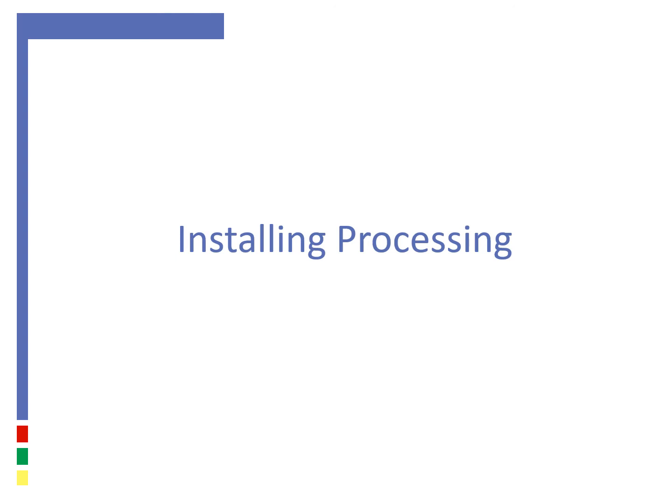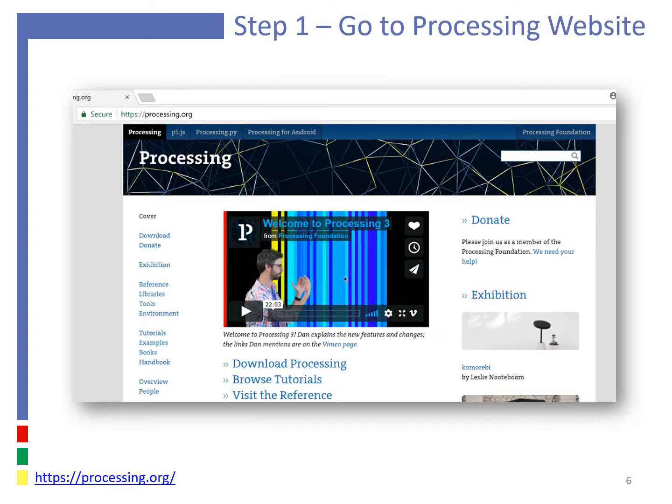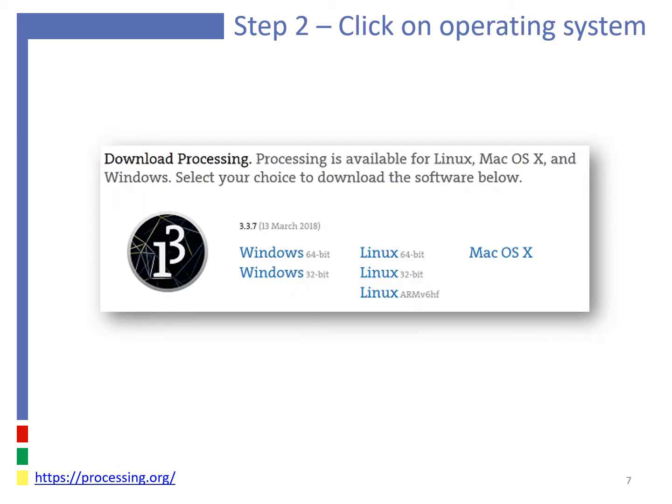So let's look at installing processing. First, go to the processing website, and the link is down here for it. Processing is available for many different operating systems. In particular, you can install it on a Windows computer or on an Apple Mac computer. So choose whichever one is closest to your machine and select it. Do a click on it.